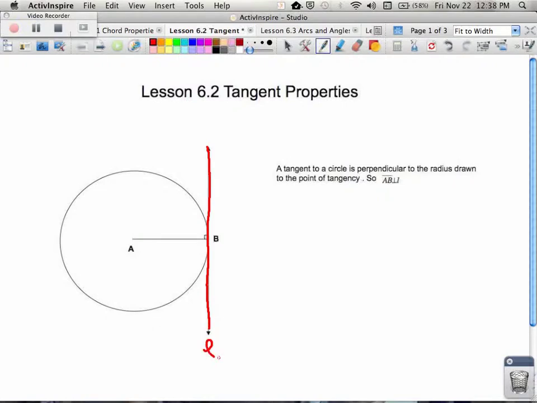line L, so that's the tangent, is going to be perpendicular to the radius called AB, and it's perpendicular at the place of their intersection, and that place of intersection is at the point B. So here we see purple radius AB perpendicular to line L at point B.